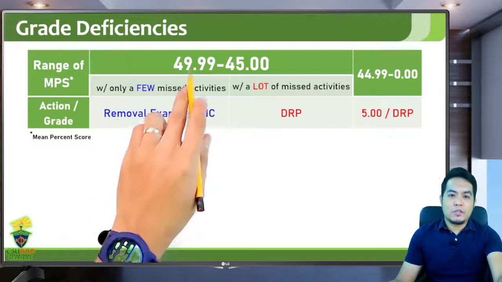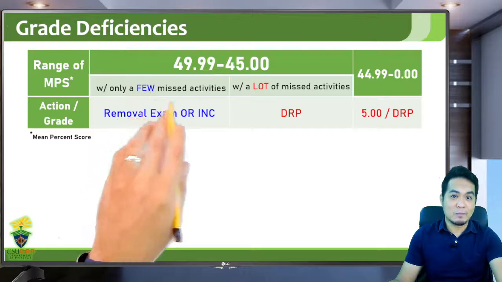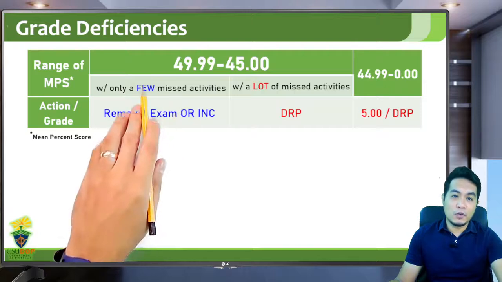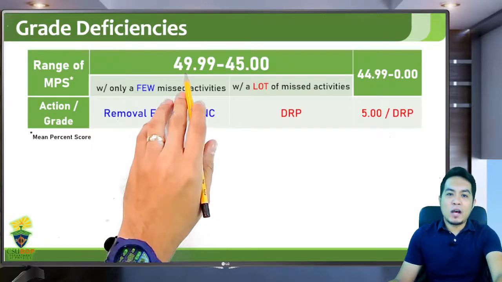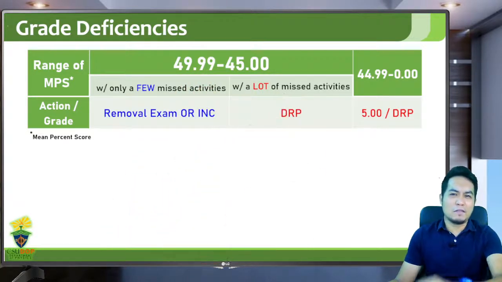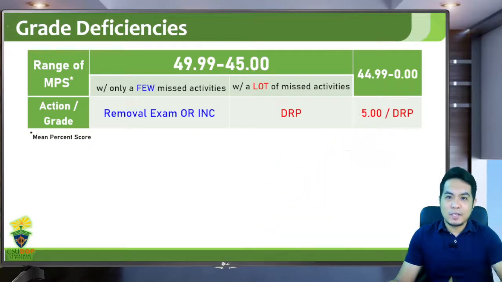If your standing grade is in this range, and you only have a few missed activities, by activities I mean quizzes, assignments, major exams, then you can either have a removal exam, or I will give you an INC grade. But if your grade is in this range, but you have a lot of missed activities, you don't deserve to pass this course, so I will give you a grade of drop. If you are below 45, 44.99 to zero, then it's either a 5, failed, or drop.